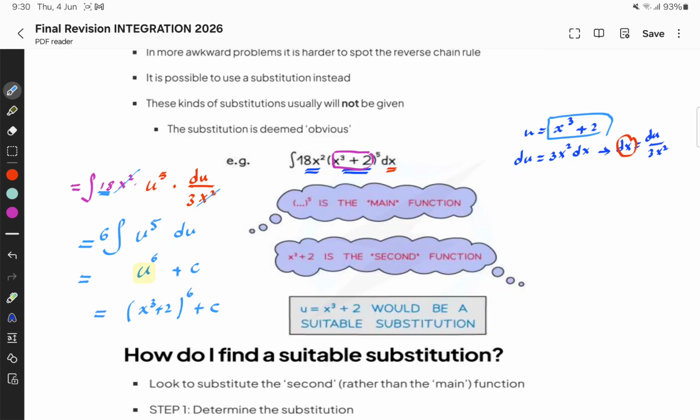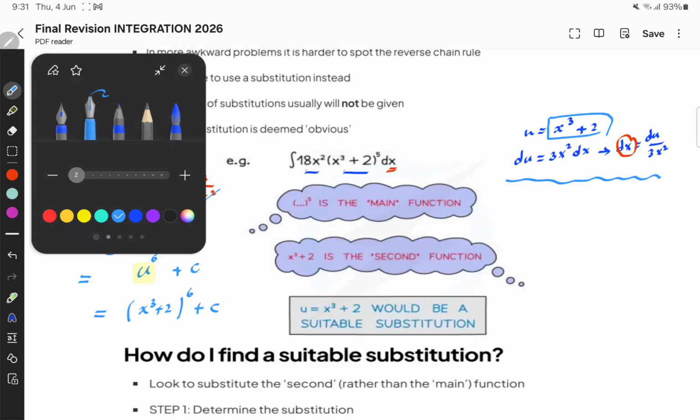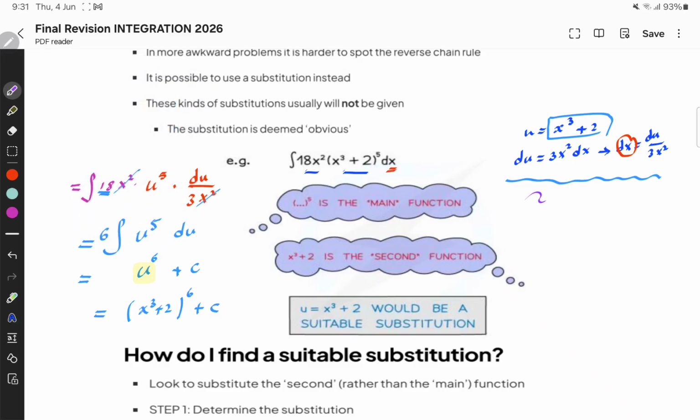So how to choose u? I said now I have a very big relationship between recognizing and substitution. So I said anything you can use recognizing inside it, you can use substitution. Like that question. You can solve this question using substitution, as you see. Another solution: integral of 18 x squared times x cubed plus 2 all to the power 5 with respect to x.